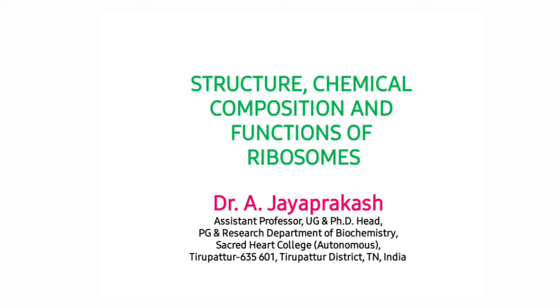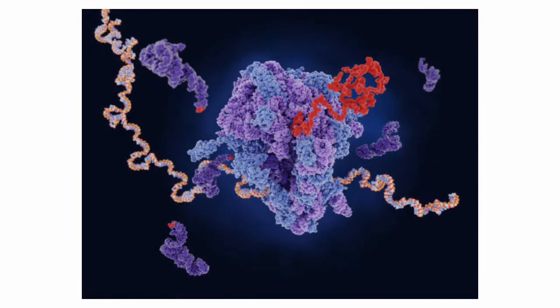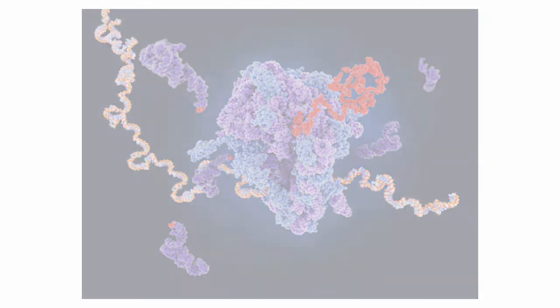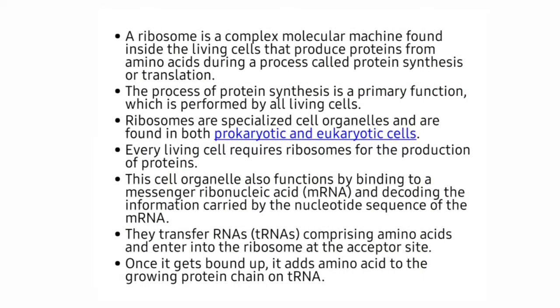Nadu, India. Today, in this lecture, we are going to see about structure, chemical composition, and functions of ribosomes. What is a ribosome? Ribosome is a complex molecular machine found inside all living cells that produces proteins from amino acids during a process called protein synthesis or protein translation. This process of protein synthesis is a primary function which is performed by all the living cells.